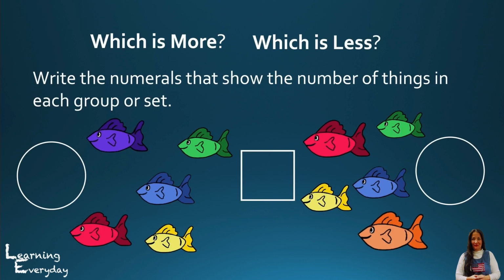Which is more, which is less? Write the numerals that show the number of things in each group or set. There are 5 fish on the left. There are 5 fish on the right. They're equal. In the center, you see the equal sign.